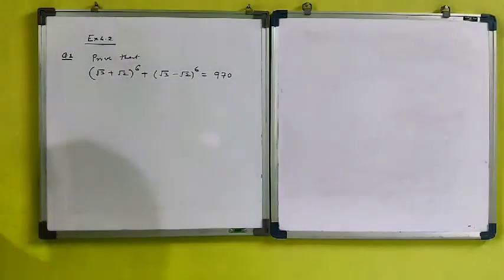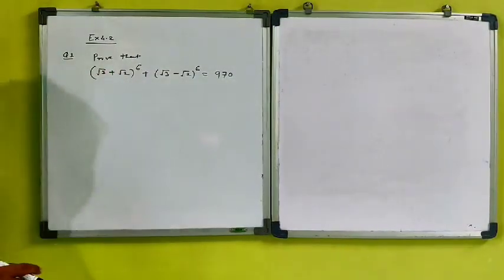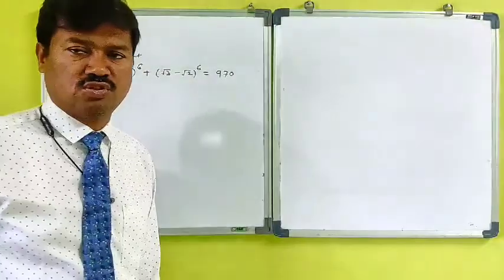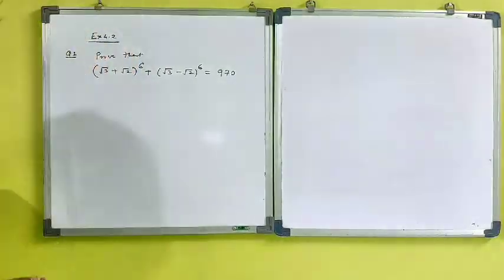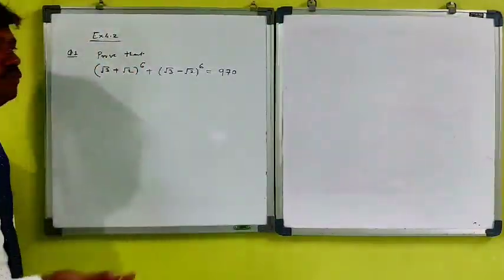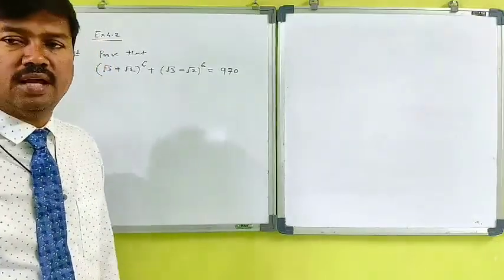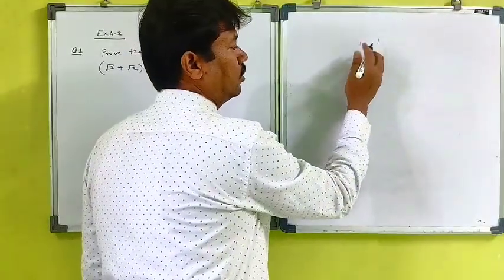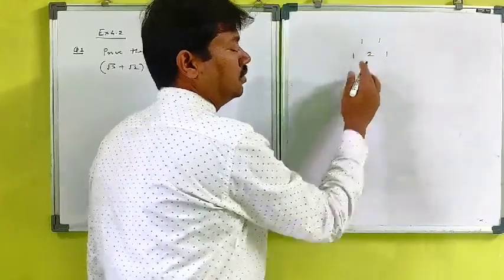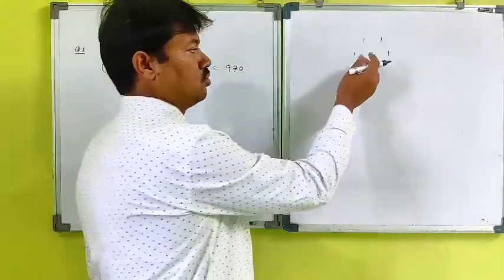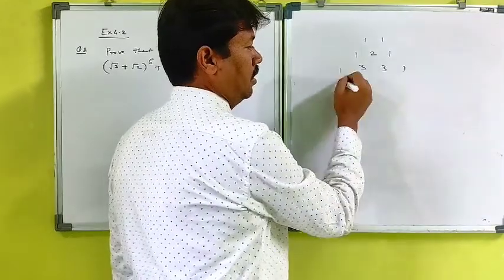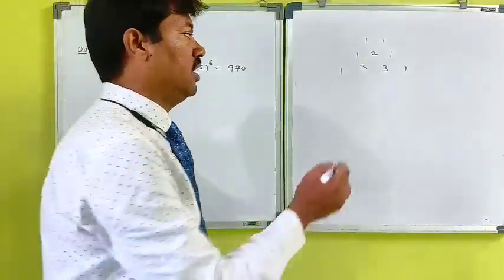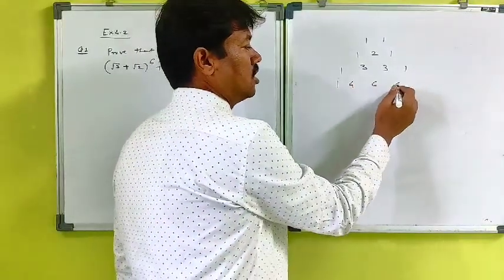So in this case, first of all, we will find the expression for root 3 plus root 2 raised to 6. For that 6 power, we have to use the 6 power Pascal's triangle formula here. So what is the Pascal triangle for 6 power? 1, 1. Then you have to add this: 1, 2, 1. The next, 1 plus 2 is 3, like this: 1, 3, 3, 1. Next, 1, 4, 6, 4, 1.